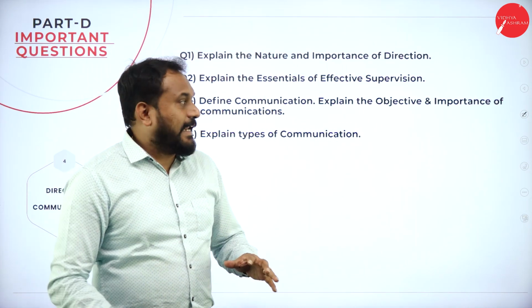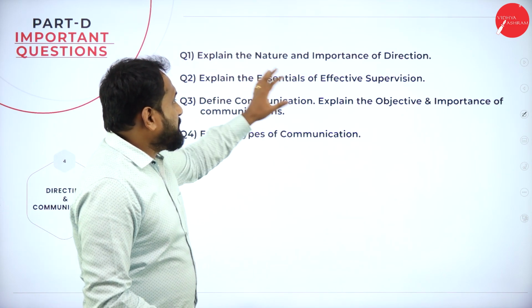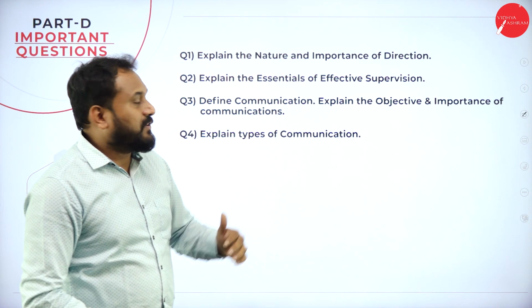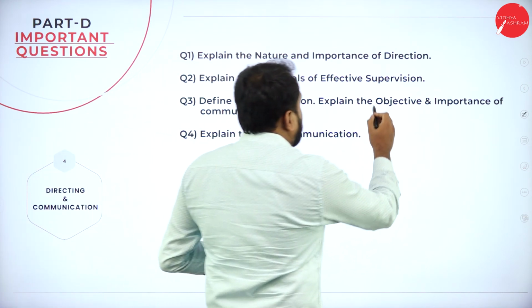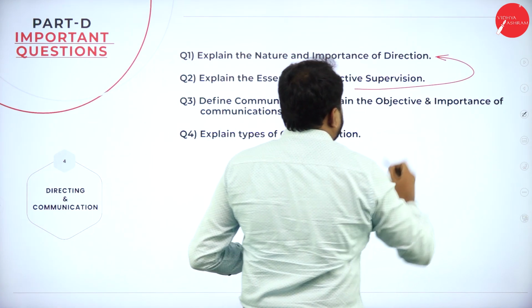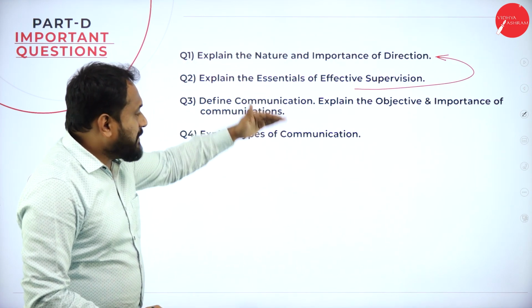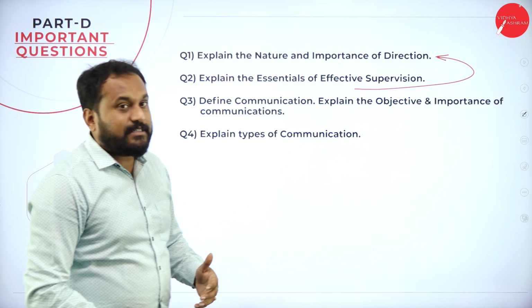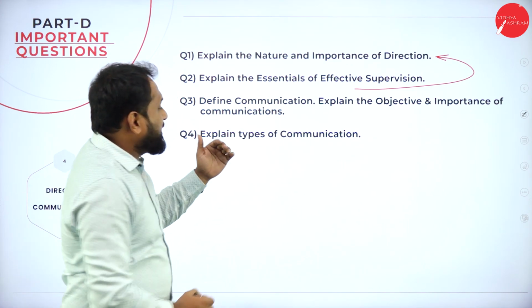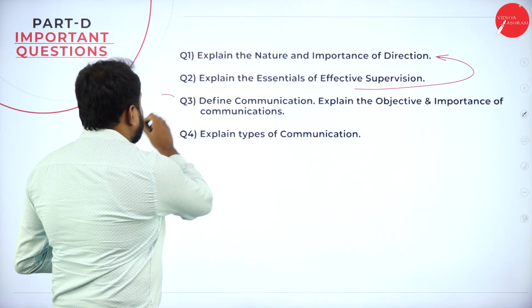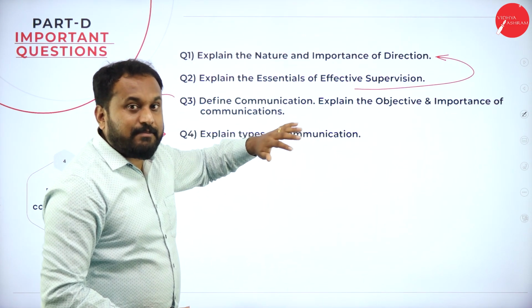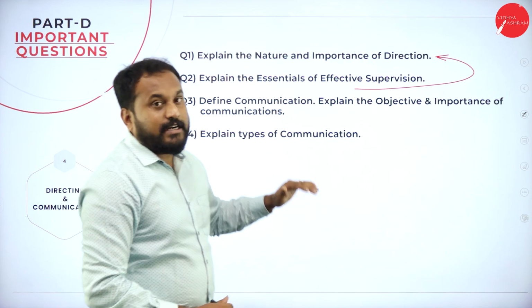Now, when you go with directing and communication, explain the nature and importance of directing. Explain the essentials of effective supervision. Till here, supervision and directing is all the directing chapter. When you come here, define communication, explain the objectives and importance of communication, explain types of communication. These 2 are of communication. That means any one will come for 15, the other will come for 10.